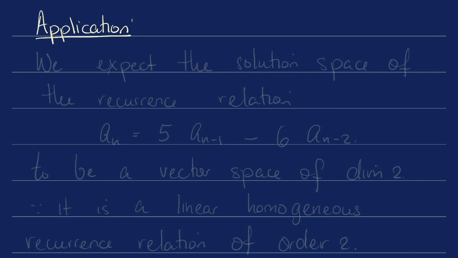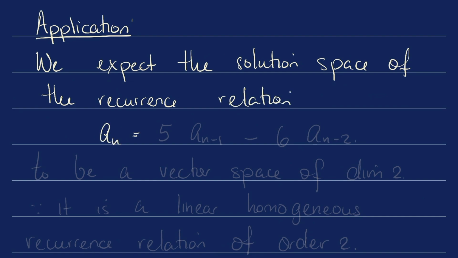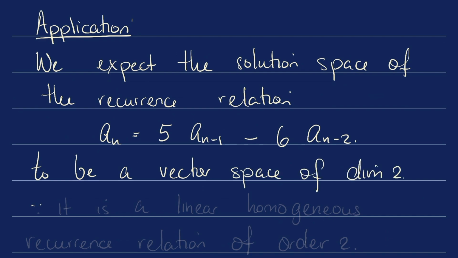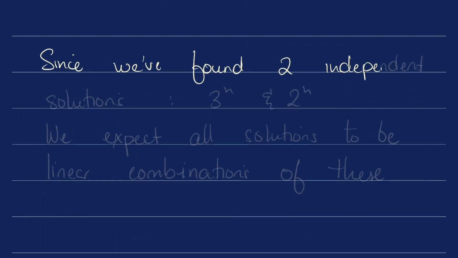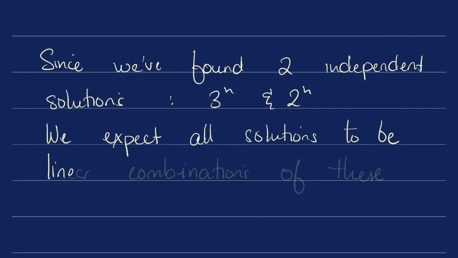Here's an application of what we've just learned. We expect the solution space of this recurrence relation, a_n is equal to 5a_(n-1) minus 6a_(n-2), to be a vector space of dimension 2. Why? Because it is a linear homogeneous recurrence relation of order 2. Since we've found two linearly independent solutions, a_n is equal to 3^n and a_n is equal to 2^n, and we have just a two-dimensional vector space, these two solutions should form a basis of that vector space, and we expect all solutions of this recurrence relation to be linear combinations of these two.